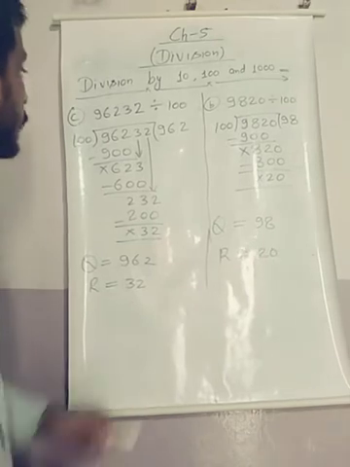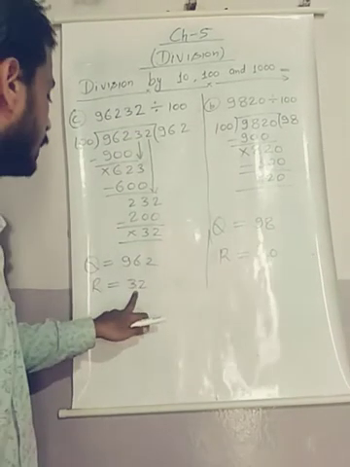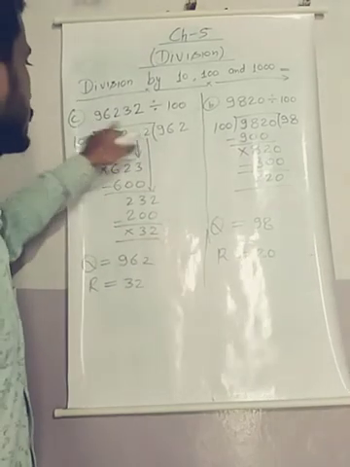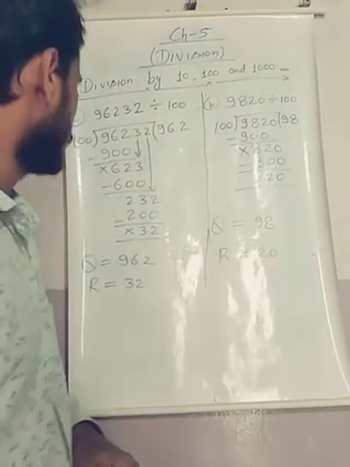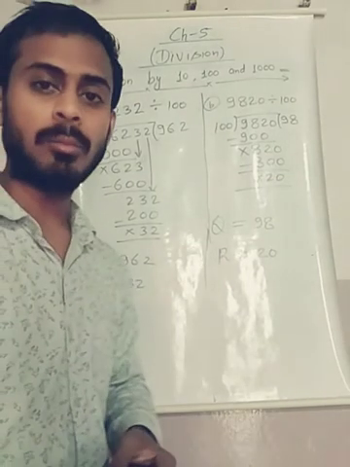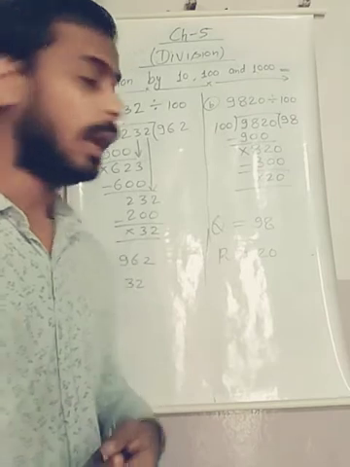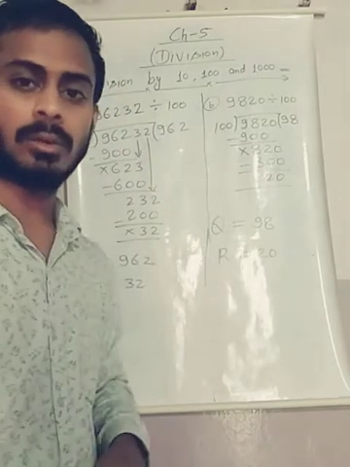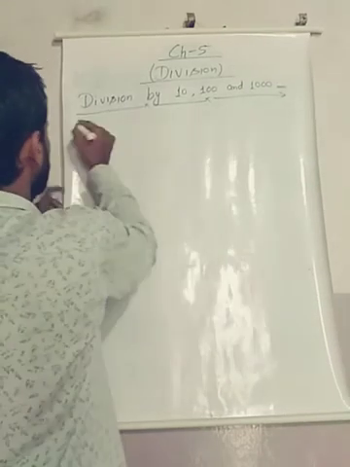See again, the last two digits 3 2. 32 is remainder and the rest, 962, is quotient. So we can say that when we divide a number by 100, we get the last two digits as remainder and the rest as quotient. Okay. Now division by 1000.